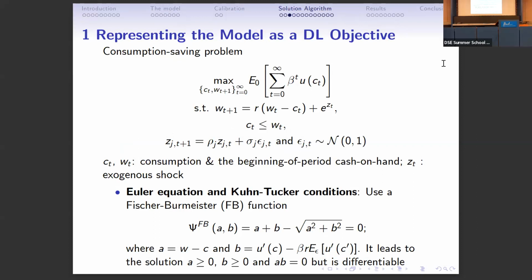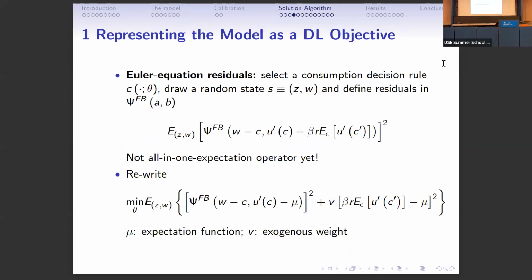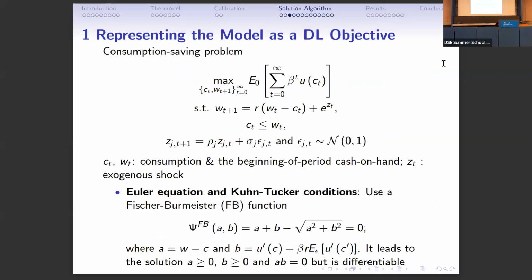...which converts your Born constraint into some differentiable function. When you write the left side of your Euler equation, you represent it in terms of this Fischer-Burmeister function. Let me say some more about this function. If you look at it, it is written in terms of parameters A and B, which are restricted to be greater than 0 with their product equal to 0, so they mimic Kuhn-Tucker conditions.